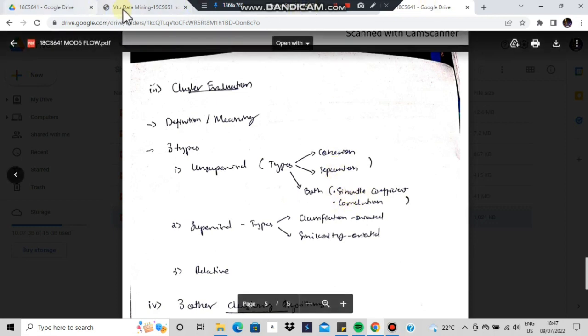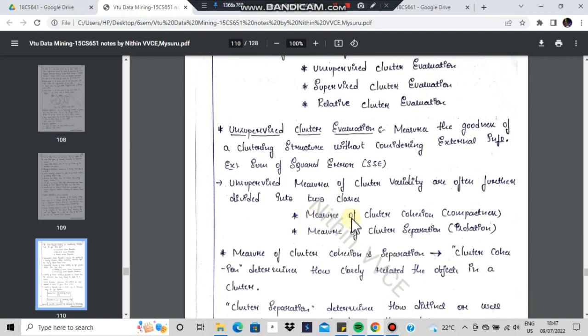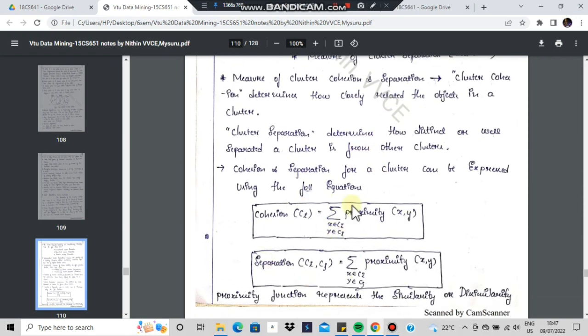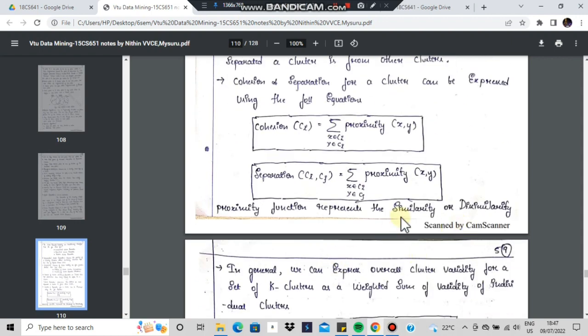Let's discuss the first one, which is compactness and isolation: cluster cohesion and cluster separation. These are the two ways we'll use to make the clusters under the topic of unsupervised. What is cohesion? Cohesion means closeness. Separation means differences. These are two formulas which you need to keep in mind and write in the exam. It is based on similarity and dissimilarity. Cohesion means similarity. Separation means dissimilarity.